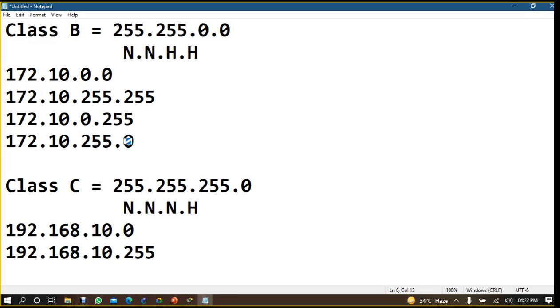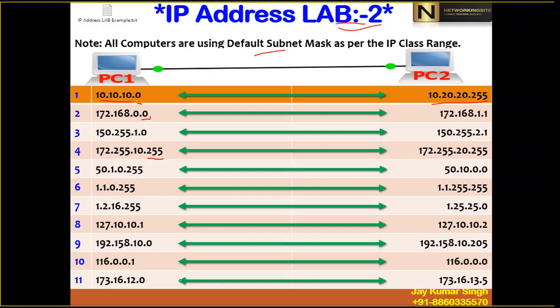See, here we have two host parts, so one 0 is allowed, but not two 255s. In class A, there are three host parts, so two 255s are allowed and two 0s are allowed, but not three 0s and not three 255s. Right. Okay.